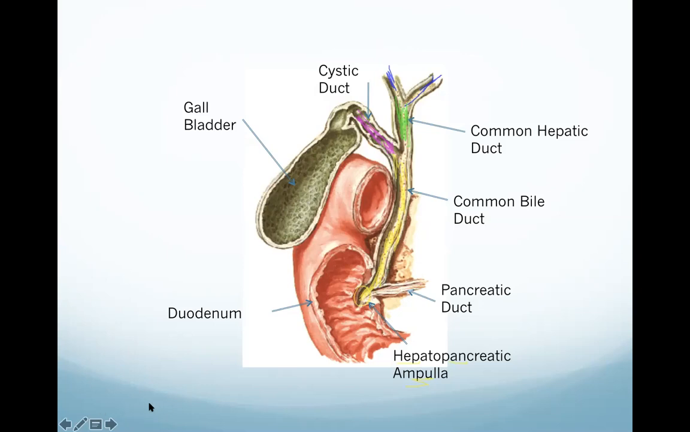So what color do I not have? Well, red, no, green, blue, cyan, I guess. We'll try that one. That works. All right, so that's the pancreatic duct right here. And the pancreatic duct and the common bile duct are going to join together. And so that's what we call the hepatopancreatic ampulla.